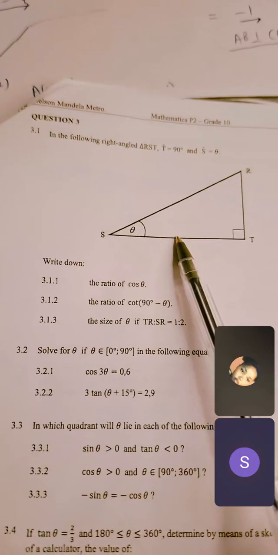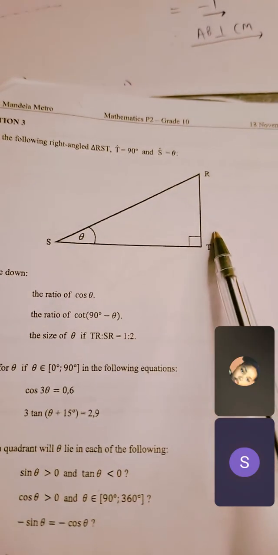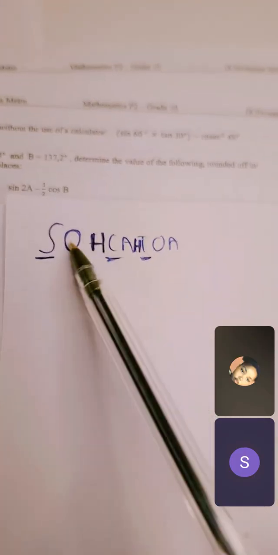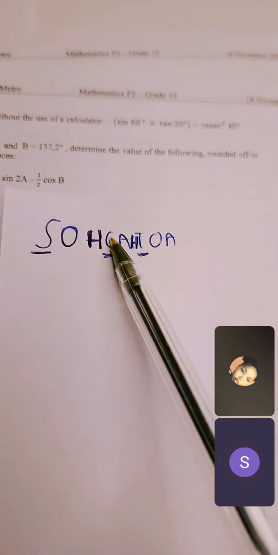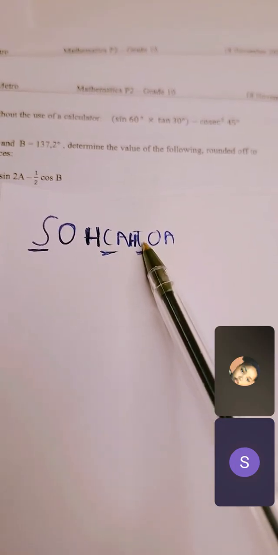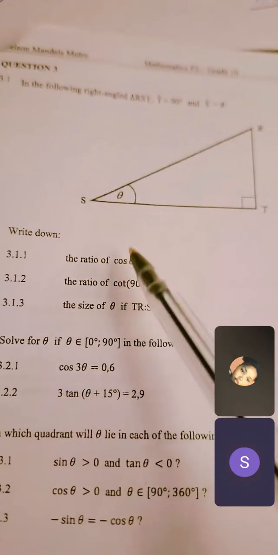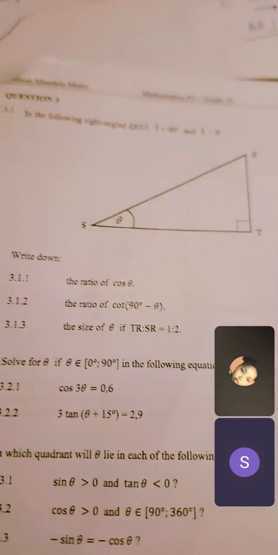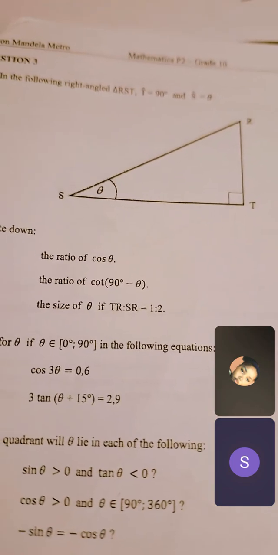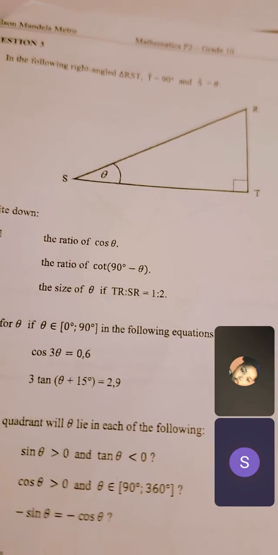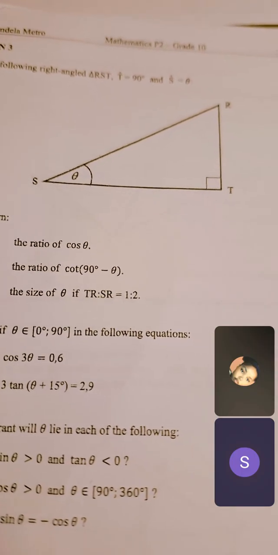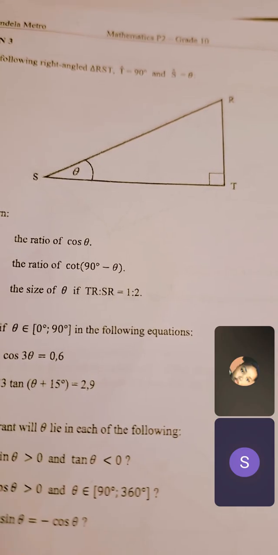Anyways, so what is the ratio, guys, of cos theta if we are looking at this right angle triangle? We know sine is opposite over hypotenuse, cos is adjacent over hypotenuse, tan is opposite over adjacent. So for cos theta, we have ST, TR, and RS. We need to write the ratio in terms of those sides. Adjacent over hypotenuse. So adjacent is RT. Adjacent is?